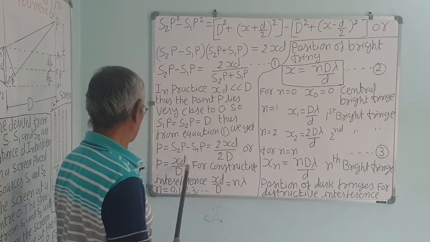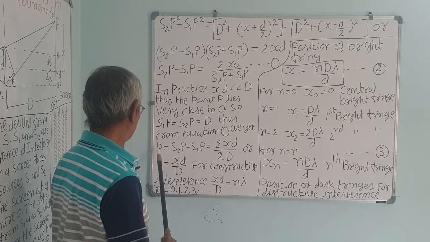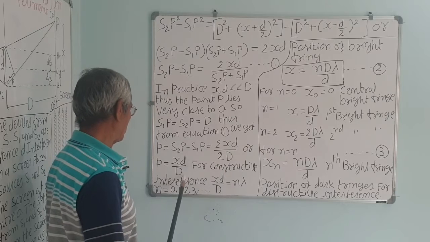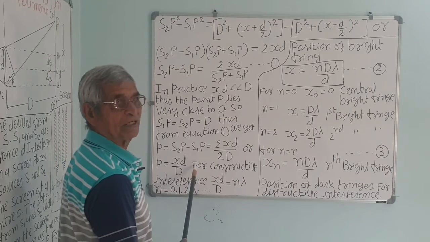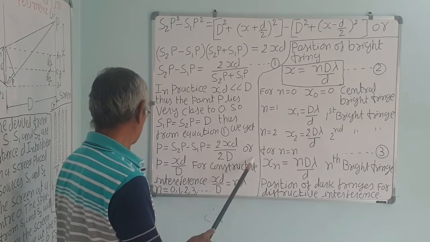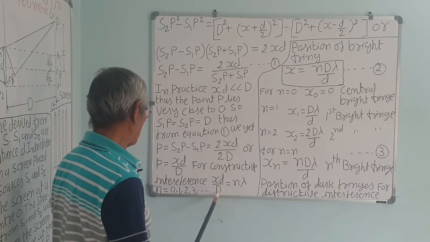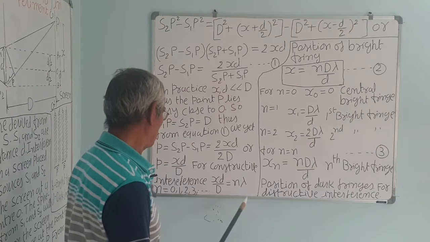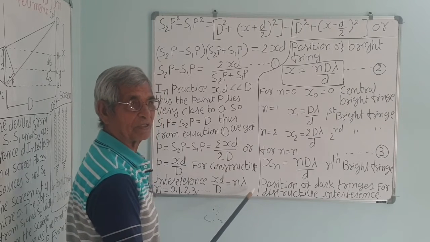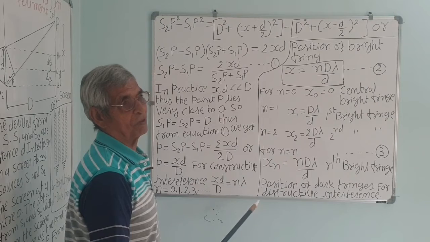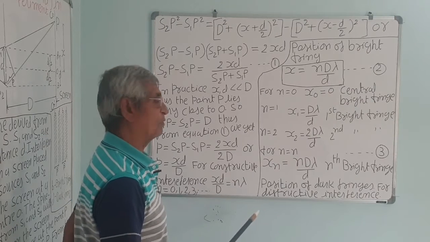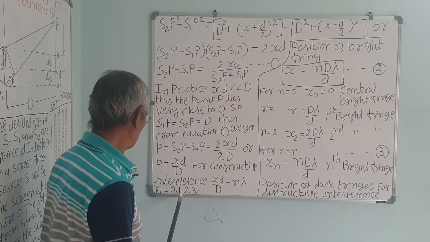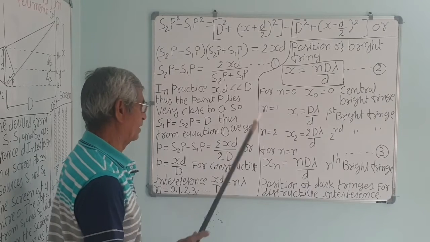Or we can write the path difference p is equal to 2xd upon 2D, that is xd upon D. This is the condition for constructive interference. If this is n lambda, an integer multiple of lambda, there will be a bright fringe and interference will be constructive, that is crest will superpose over crest or trough over trough at the observation point P, where n is equal to 0, 1, 2, 3, etc.